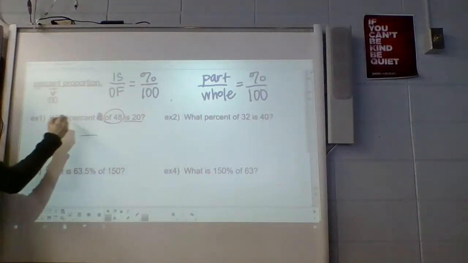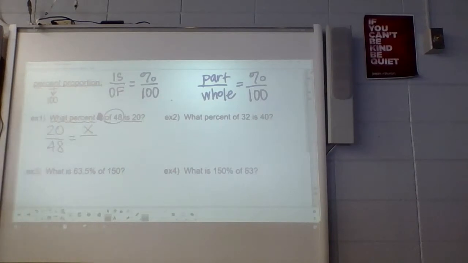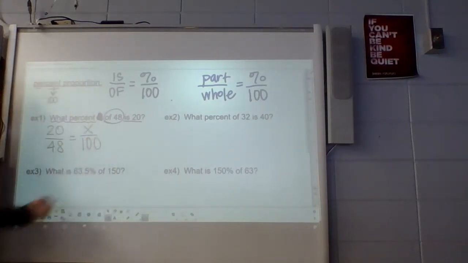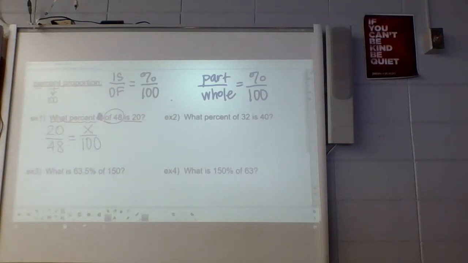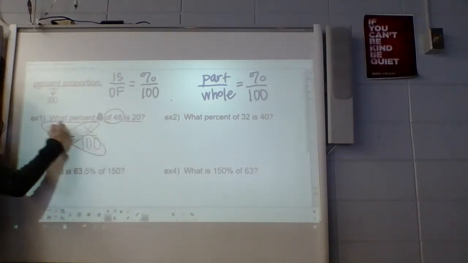So we don't know the percent, so this is our unknown. So we're going to put an X there, percent over 100. So what I'm able to do is set up this proportion and cross multiply, set equal, and it's a pretty easy proportion for me to solve.